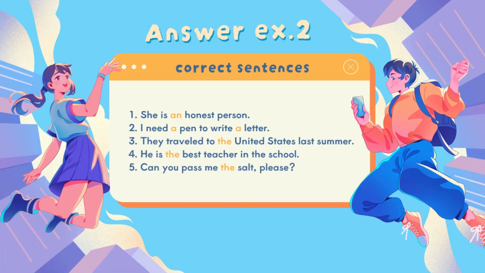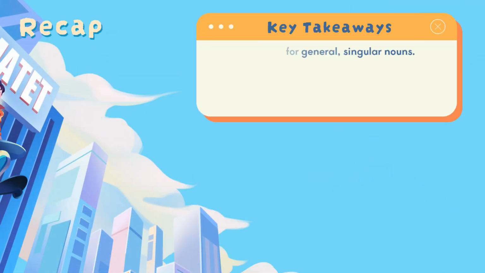Now let's review exercise 2. Here are the corrected sentences. 1. She is an honest person. 2. I need a pen to write a letter. 3. They traveled to the United States last summer. 4. He is the best teacher in the school. 5. Can you pass me the salt, please? Great work! If you made any mistakes, don't worry. Articles can be tricky, but practice will help you improve. Let's recap what we've learned.